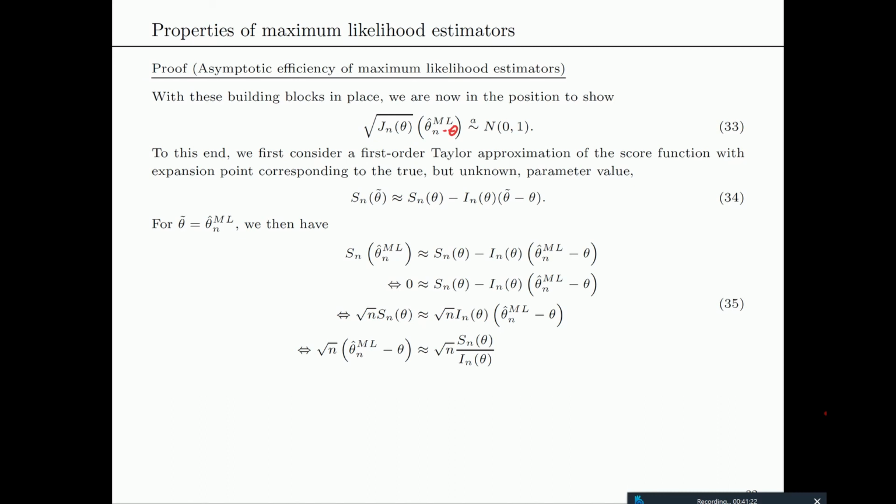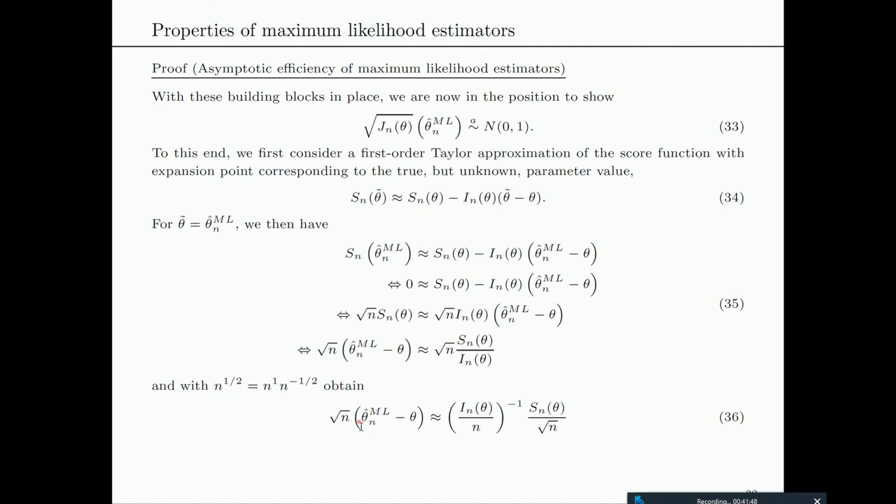So just by the Taylor approximation and the fact that the score function at the location of the maximum likelihood estimator is 0, because of course the derivative of the likelihood function at the maximum likelihood estimator is 0, because it's maximizing the likelihood function. This is why you get the 0 there. You can reformulate that and get this.